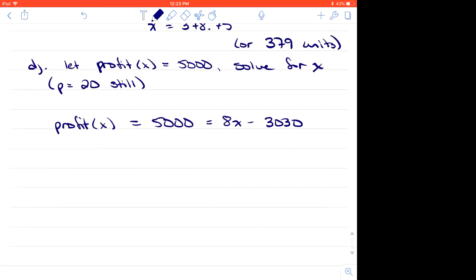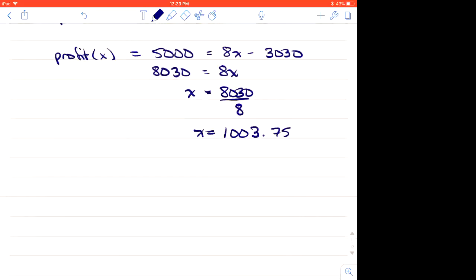Solving for x, again, we can move the 30/30 over to the left-hand side. So now we have 80/30 is 8x. So x must be 80/30 divided by 8. 80/30 divided by 8 is 1003.75, or 1004 units.